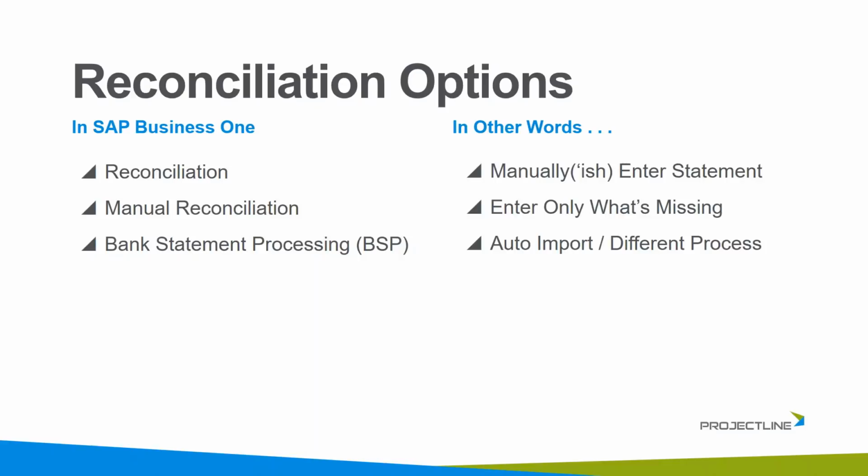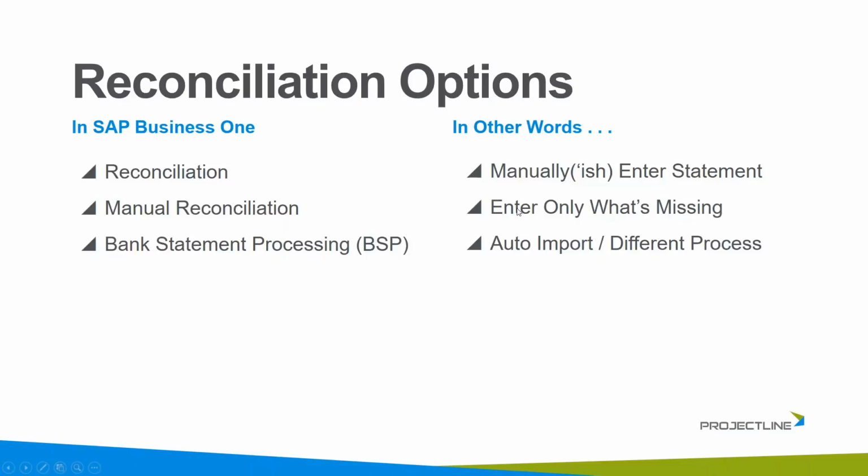So these three options in Business One, I've put them into other words. The first one, reconciliation, is what I would tend to call the manual-ish entering of your statement into Business One. This is actually a form of reconciliation where you can enter or import your external bank statement into Business One, compare the two, and reconcile them together. And again, not a lot of people are actually doing this, and I'm going to show you a quick and easy way to do this that actually isn't fully manual.